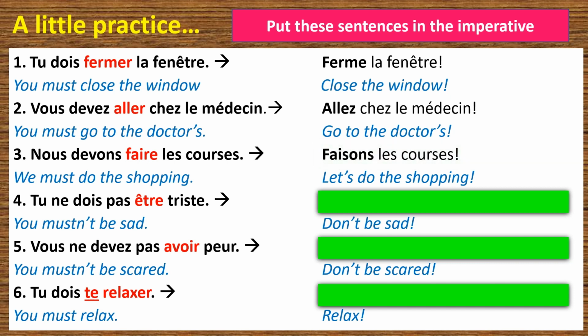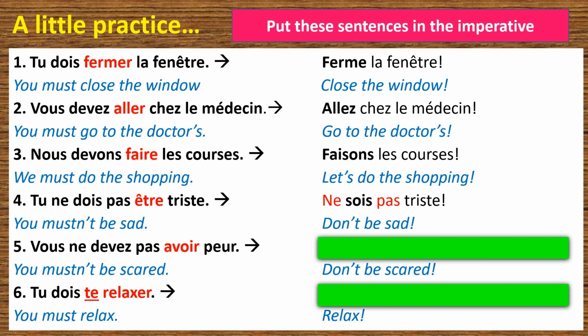For number 4, we have a negative, but we've got the verb être, which is irregular. Not much more difficult. With tu it is going to be sois, and then we've got ne and pas. Ne sois pas triste. Number 5, vous ne devez pas avoir peur. We've got the verb avoir. We've got vous and we've got ne pas. Therefore, don't be scared is going to be n'ayez pas peur.